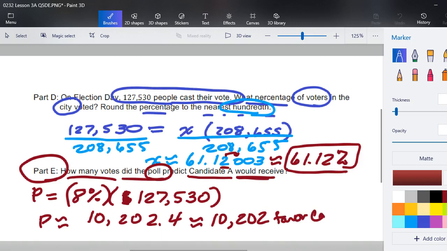according to the sample, would have voted in favor of candidate A. This concludes our Math 0232 Lesson 3A. Look at your calendar, see if you have more to do before our deadline.